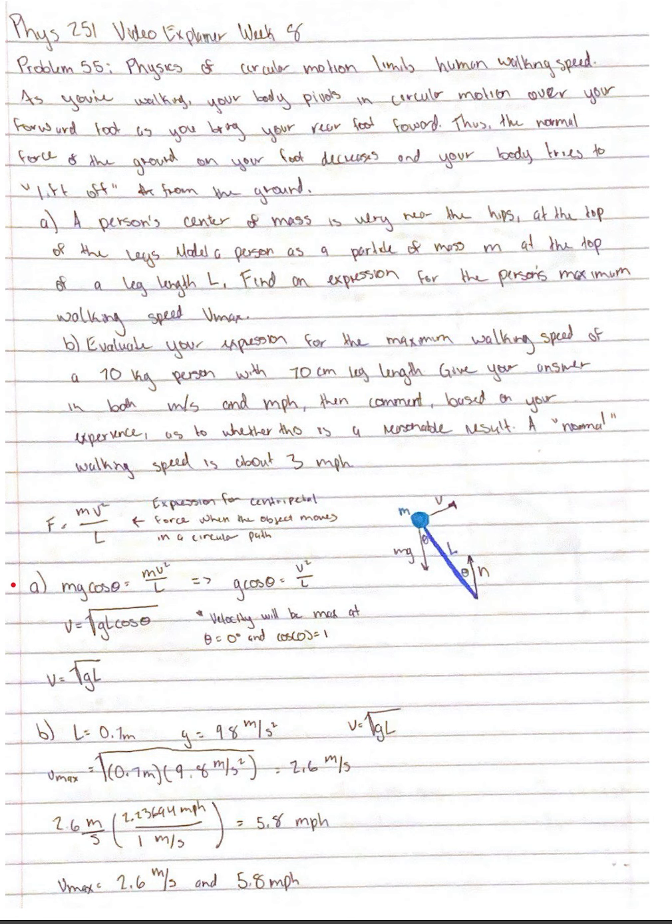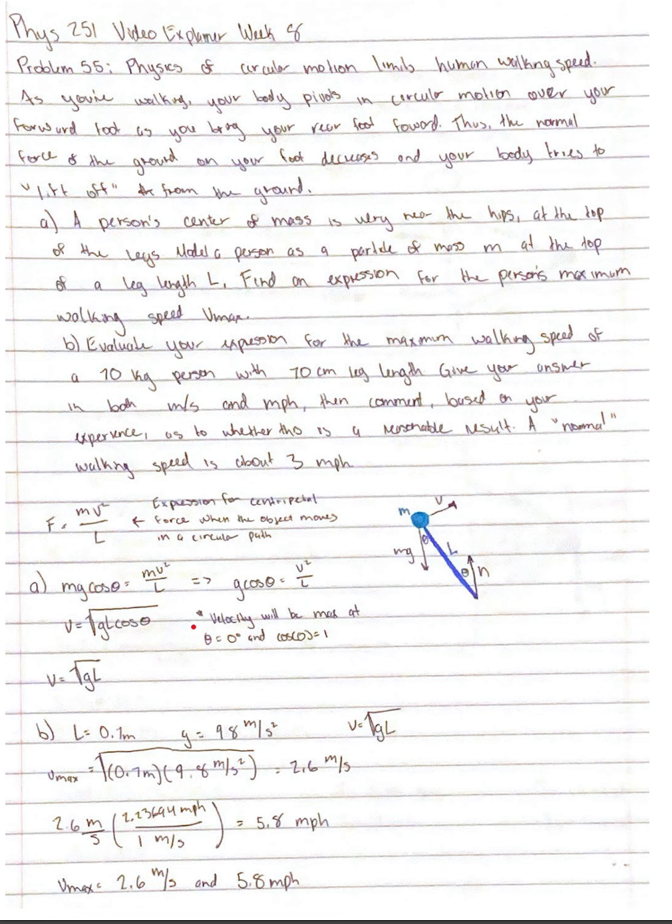So moving on to the actual solution for part A, we just need to find an expression for a person's maximum walking speed. And so we will use this equation, and we get mass times gravity times cosine theta equals mass times velocity squared over L. However, mass cancels out as it is on both sides, and so we get gravity times cosine theta equals velocity squared over L. And we want to rearrange to solve for the velocity, and so when we do that, we get velocity equals the square root of gravity times L times cosine theta.